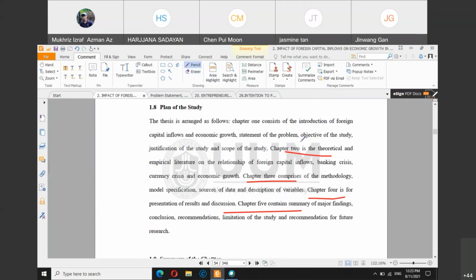So the student mentioned chapter 2 is a theoretical discussion on foreign capital inflow. So this must be related to your thesis. But for chapter 3, chapter 4, and chapter 5, it's quite general, meaning you can use a similar writing style for any project. But for chapter 1 and chapter 2, it must be related to your particular project. The writing for chapter 3 comprises this, chapter 4 is about what, chapter 5 is about what.